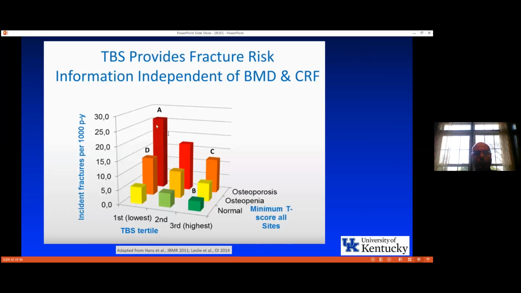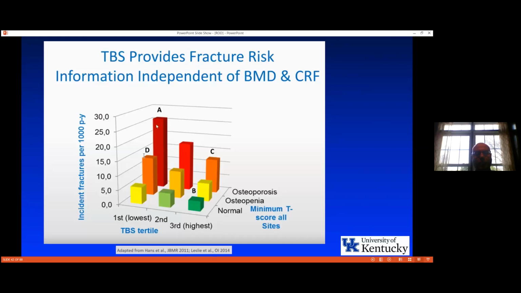Okay, here is trabecular bone score, TBS. How does TBS help you in general to predict the risk? See, this group of patients, group A, they have osteoporosis and they have low TBS, low trabecular bone scores. So of course, this group A has the highest risk for bone fracture. On the other hand, group B, who have normal BMD, so no osteoporosis, no osteopenia, and at the same time they have normal TBS scores, they have the lowest risk of fracture.